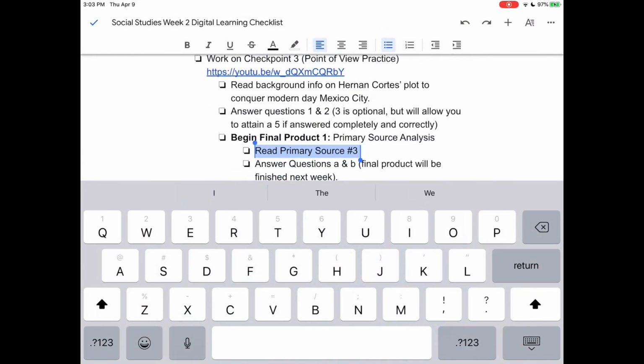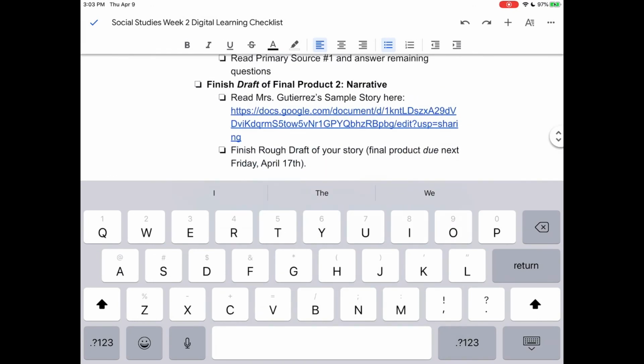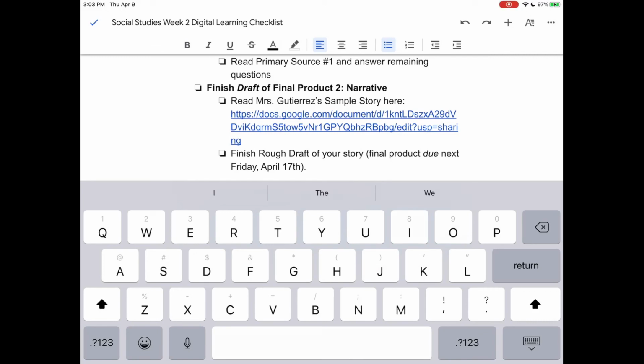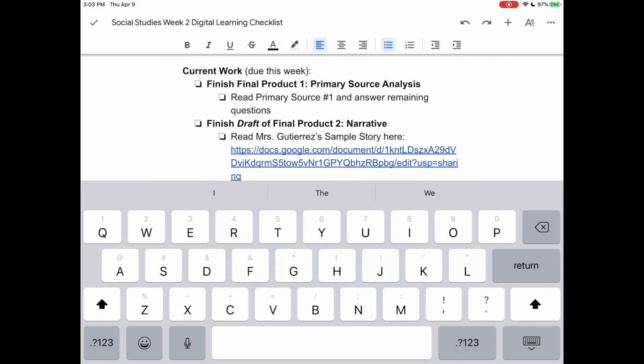All right, so students, just going back, if at any point you feel like you're lost in this assignment, Mrs. Gutierrez's sample story is going to be in your Week 2 digital learning checklist, and I highly recommend that you check it out. Students, you are tasked to finish the draft of your story by the end of next week, which is April 17th. Your rough draft will be due by our next class, and you are going to be asked to finish your first final product.